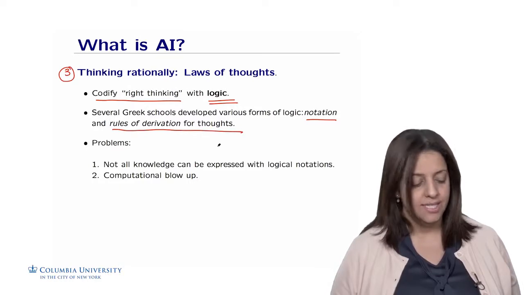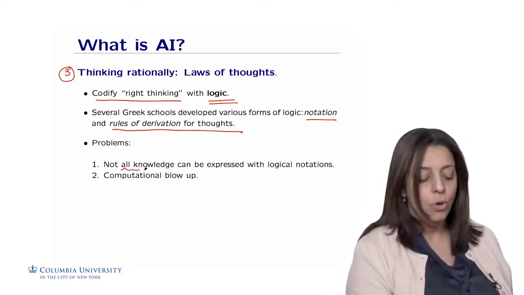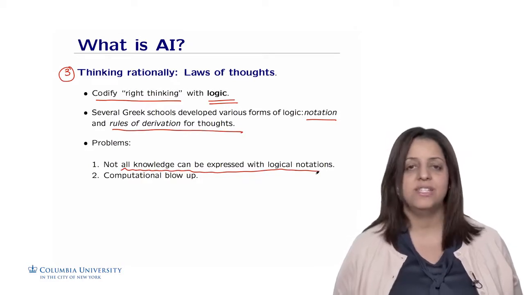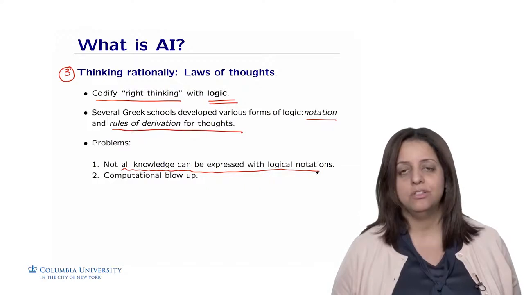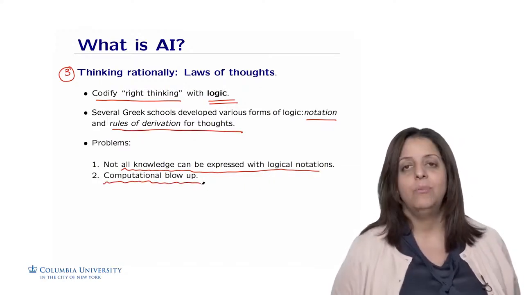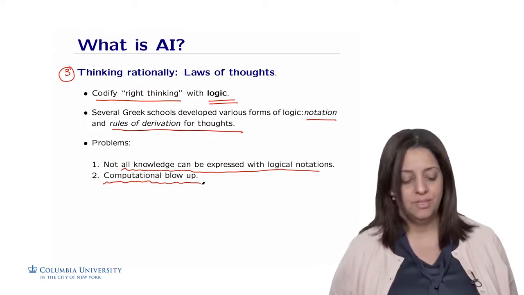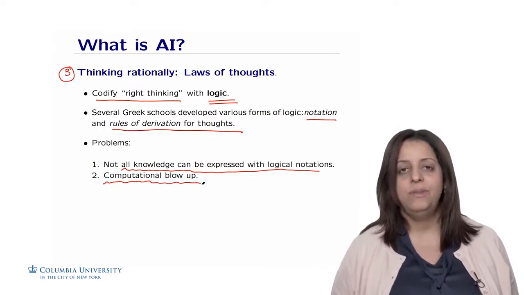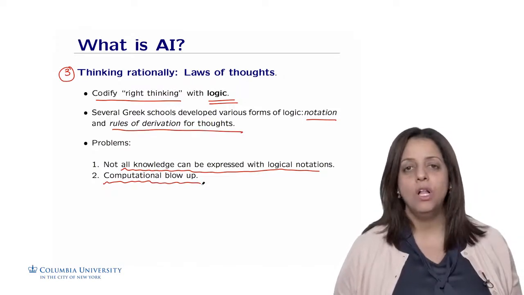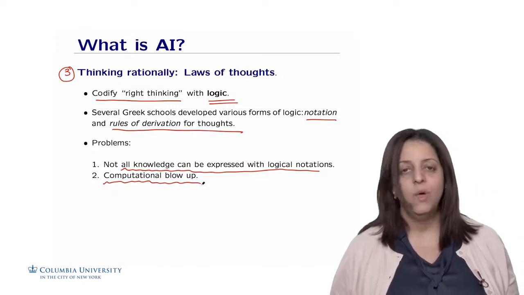The problems with this are, first of all, not all knowledge can be expressed with logical formulations. Sometimes, for example, expressing time or space is hard and can lead to complicated logical formulas. Finally, it also leads to computational blow-up if you want to consider all possible factors that come into play with logic.